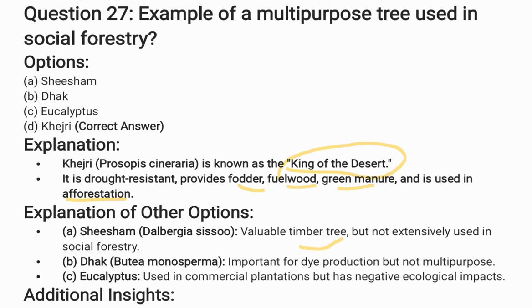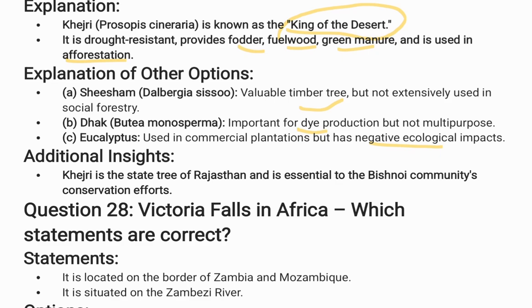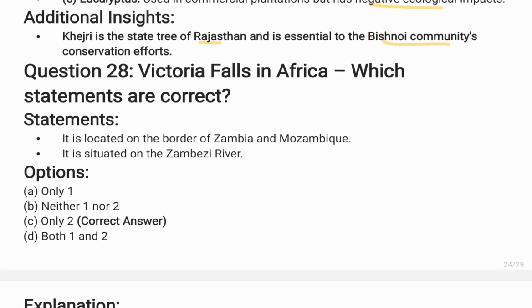Sesame, a valuable timber tree, but not extensively used in social forestry. Dhak, Butea monosperma, is important for dye production. Eucalyptus is used in commercial plantation but has negative ecological impact. Khejri is the state tree of Rajasthan and essential to the Bishnoi community conservation effort.